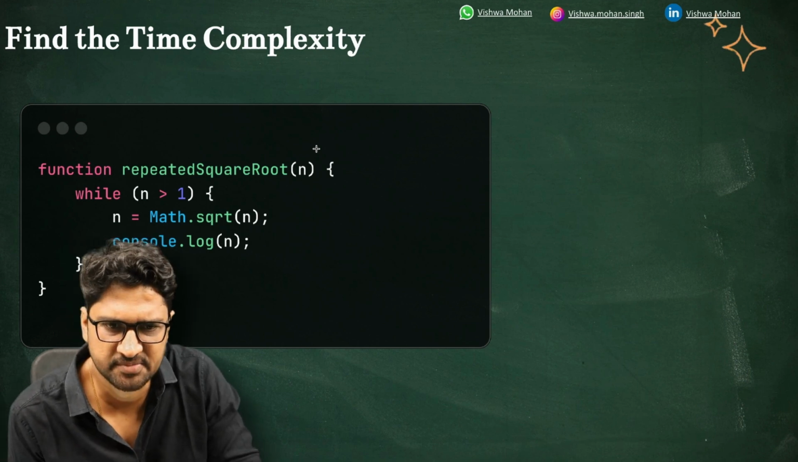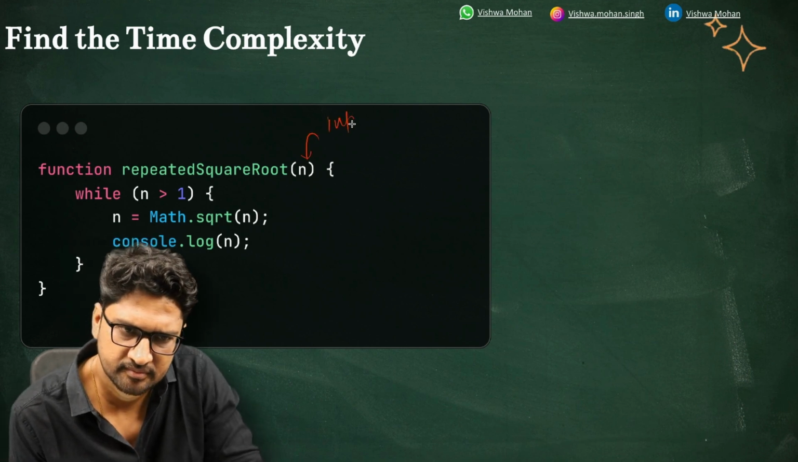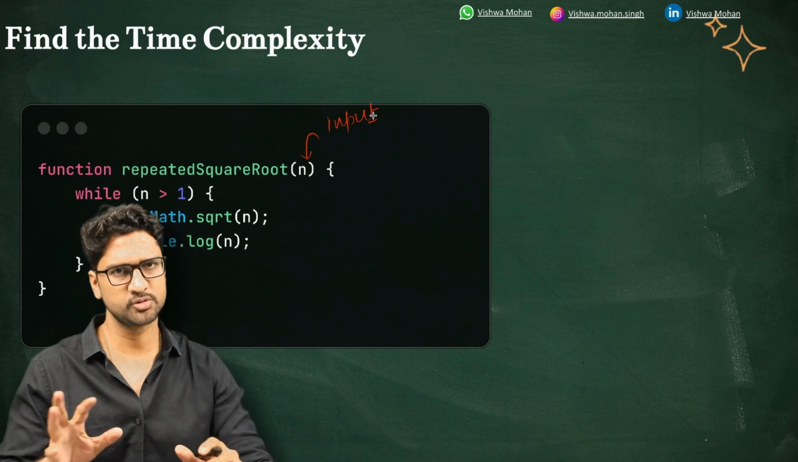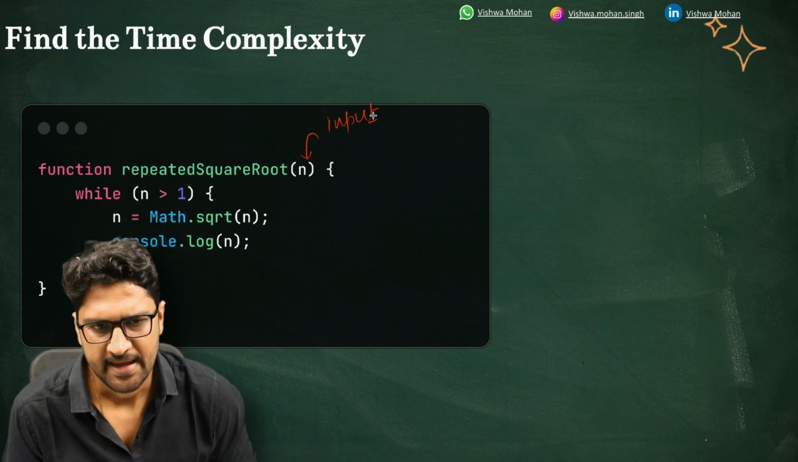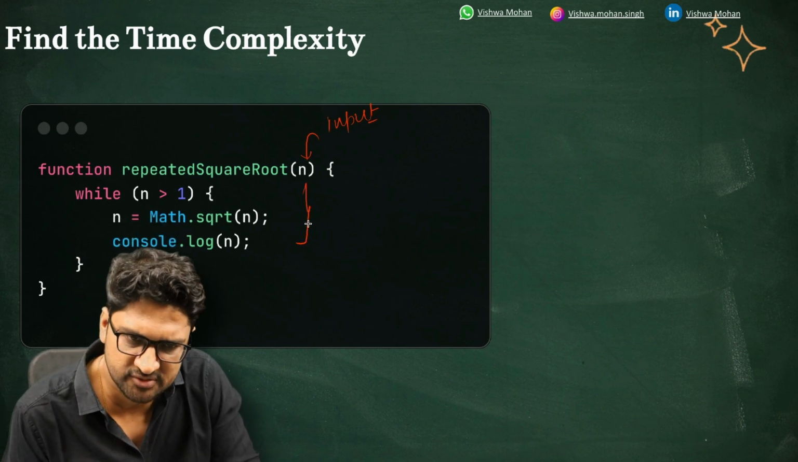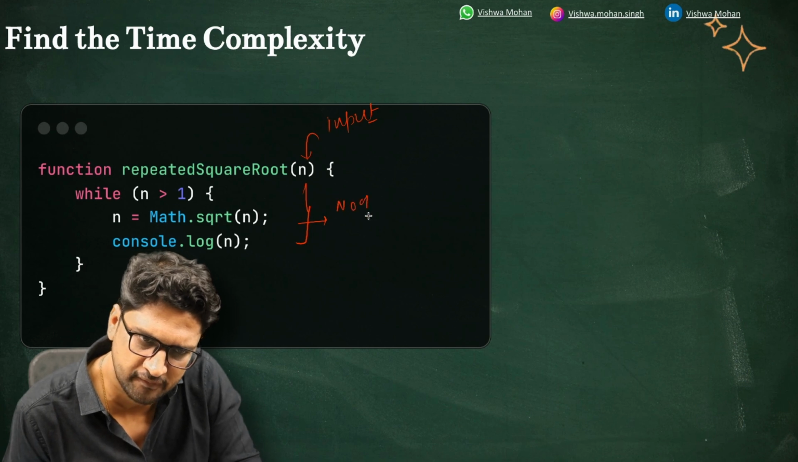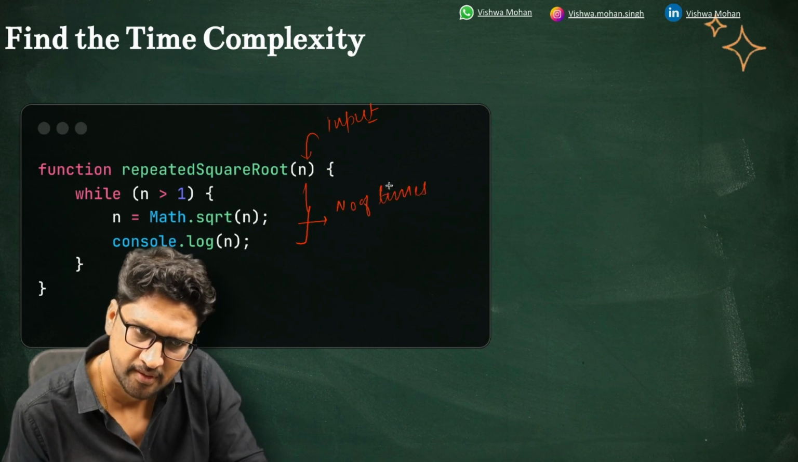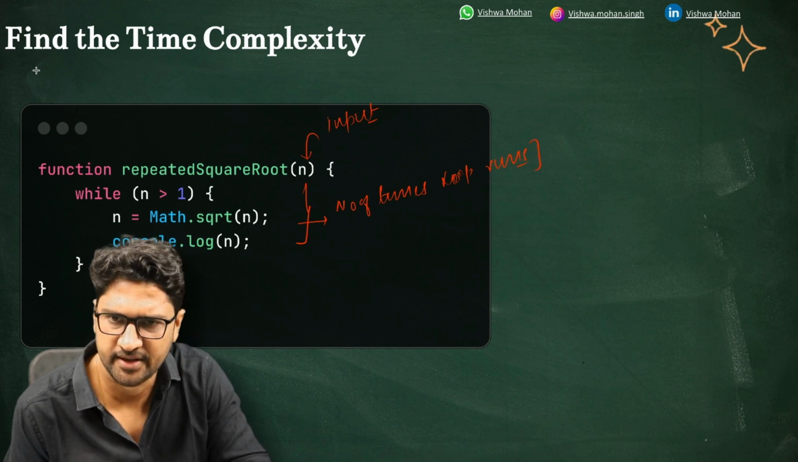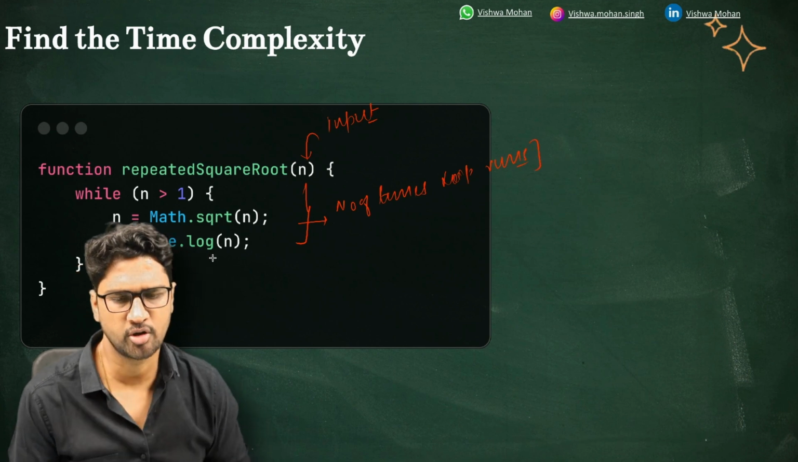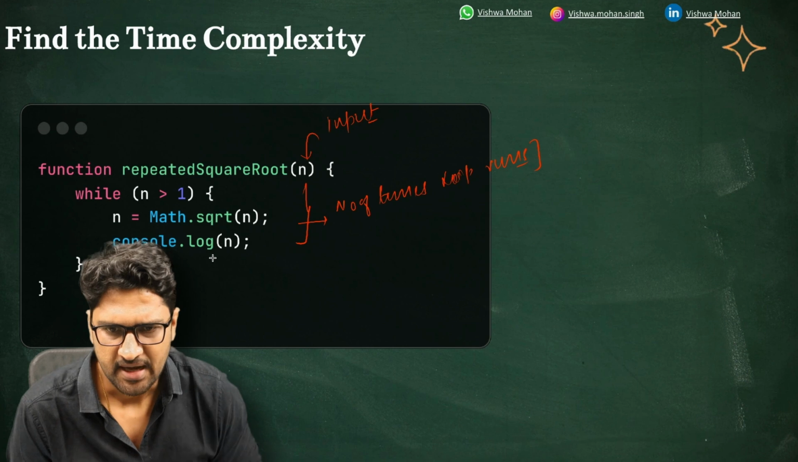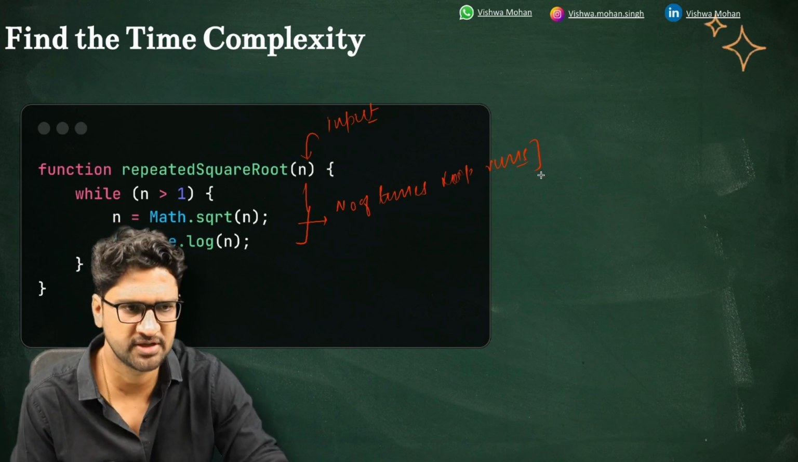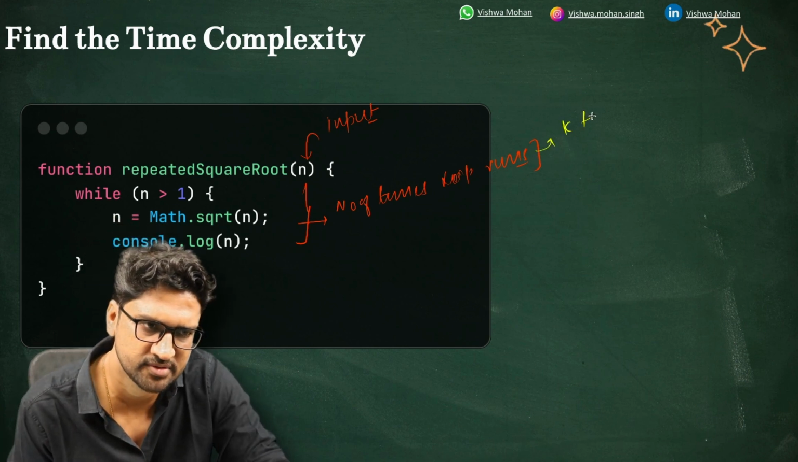So again, this is my input size. You can pause the video and try to solve this problem before I do it. And number of operations is how many times the loop runs. Number of times the loop runs, the console.log one will be printed, right? I don't know how many times it is going to run. So let me assume that it runs for k times.